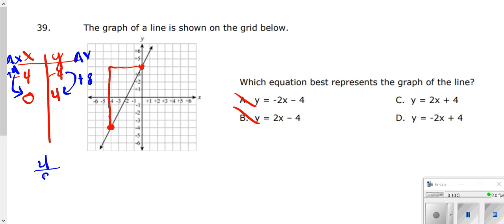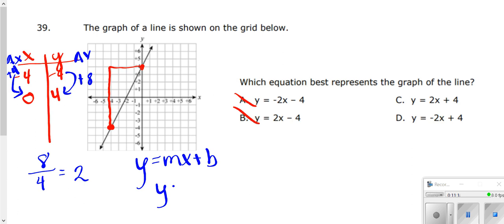Let me fix that. Change in y over change in x will give me 8 over 4, which gives me 2. So if I'm writing it as y equals mx plus b, I should write y equals 2x. 2 is my slope, b is my y-intercept, so plus 4. So C would be my answer.